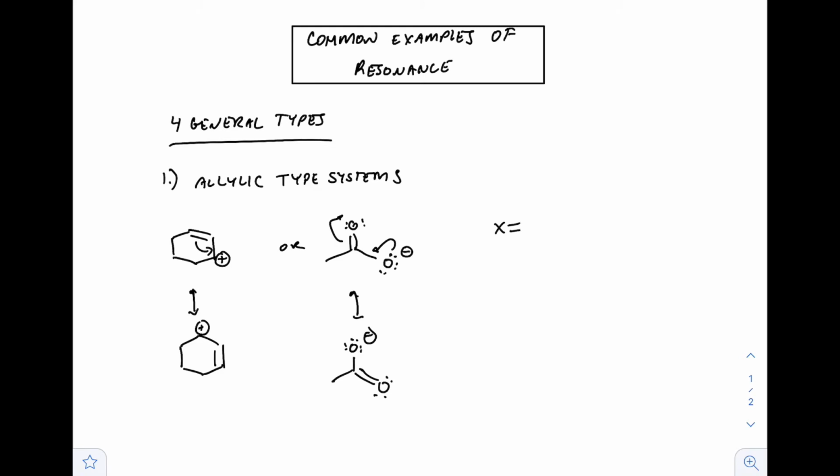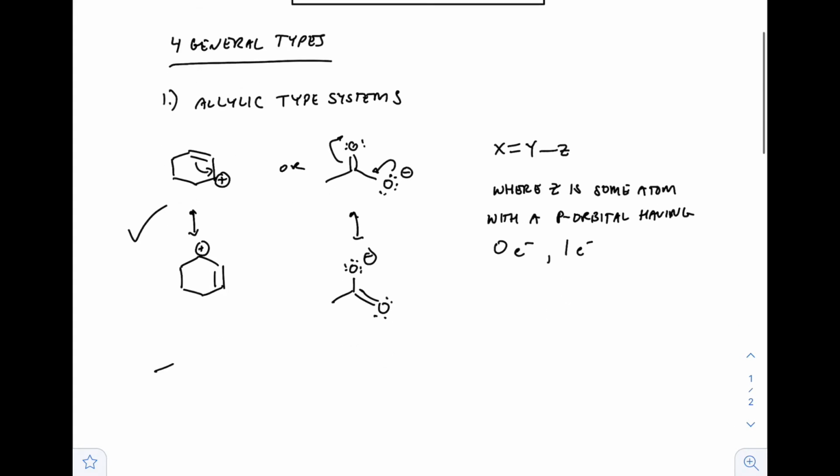So don't forget that. But the general type of, so this is an allylic type system, and that means that we have an X doubly bound to a Y, where X and Y are some atoms, and then which is singly bound to a Z, where Z is some atom with a p orbital. And in this p orbital, it has 0 electrons, which would be like the allylic carbocation. It could have 1 electron, which would be like what we ran over recently, which would be an allylic radical. Or we can have 2 electrons in that p orbital, like this acetate ion.